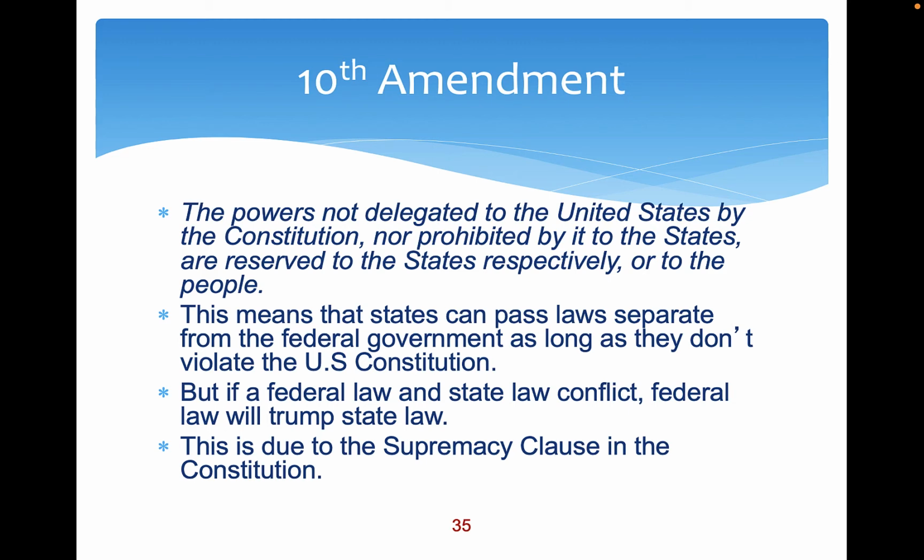So this is the 10th Amendment. The powers not delegated to the United States by the Constitution, nor prohibited by it to the states, are reserved to the states respectively, or to the people. This means that states can pass laws that are separate from the federal government as long as they don't violate the Constitution. But if a federal law and a state law conflict, federal law will outweigh state law based off of the Supremacy Clause.